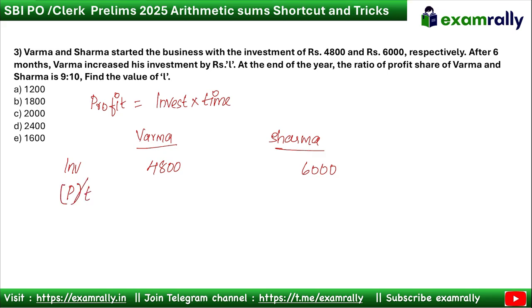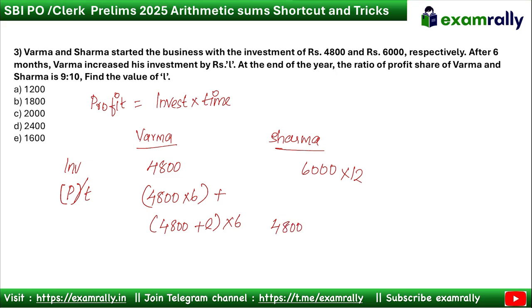Here they have given that after 6 months Verma increased. See, till 6 months Verma invested rupees 4,800, so 4,800 into 6. This will be the investment of Verma till 6 months. After 6 months, 4,800 plus L into 6. Sharma invested for the whole period, 6,000 rupees only, into 12. Then their ratio is given as 9:10.